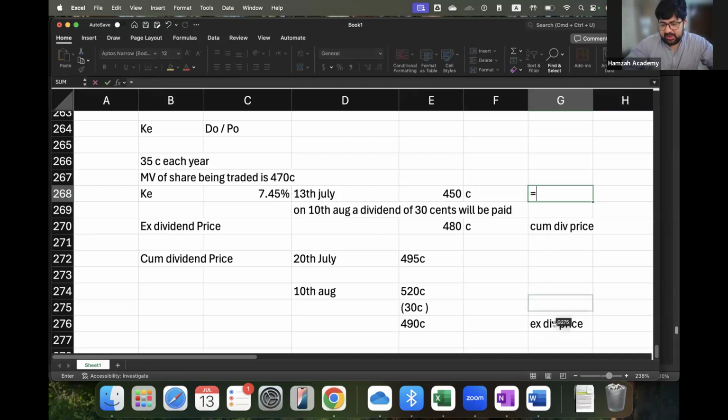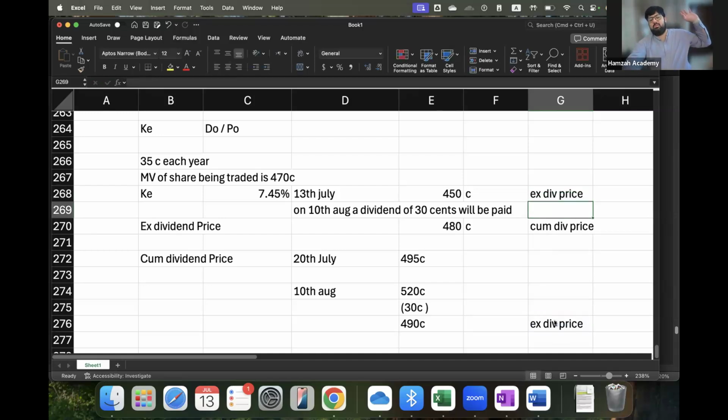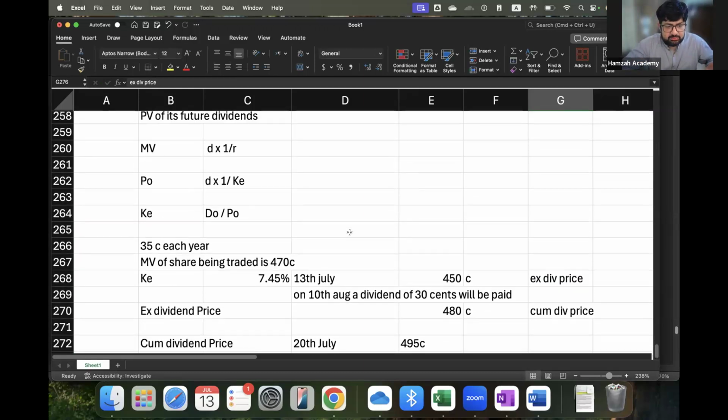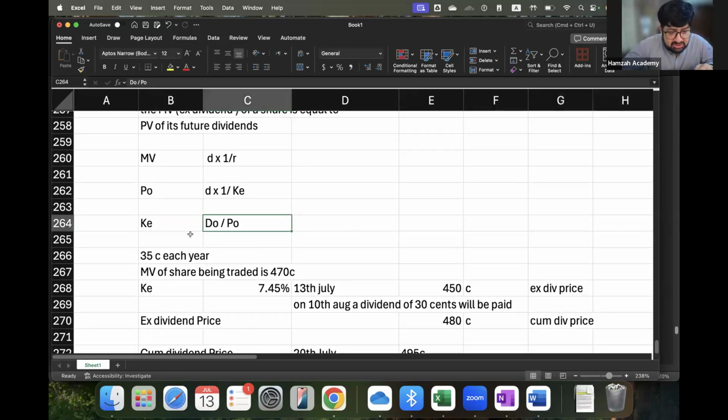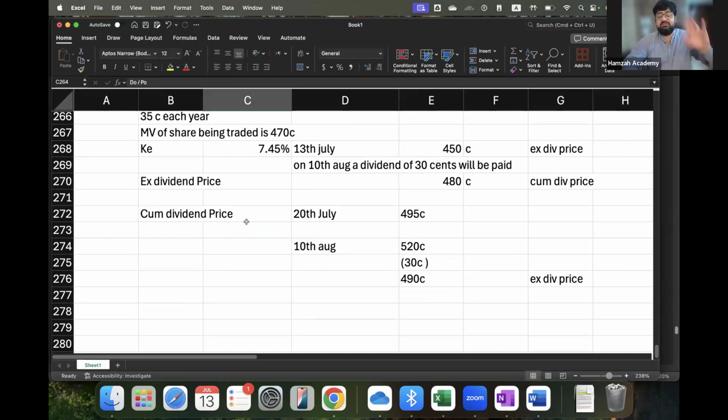This was also ex-dividend price. So this was also ex-dividend price. So this price, which is being used in the formula, is the price without dividend. Ex-dividend and cum-dividend is clear, I hope so.